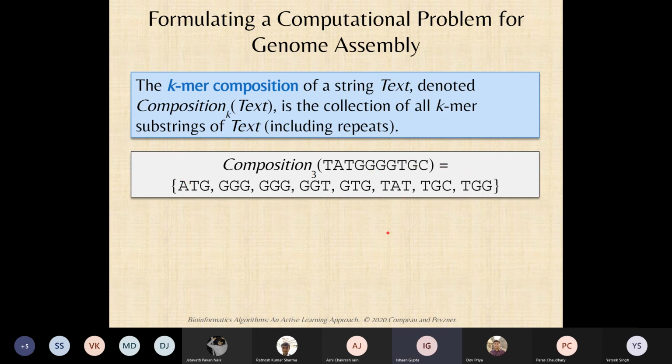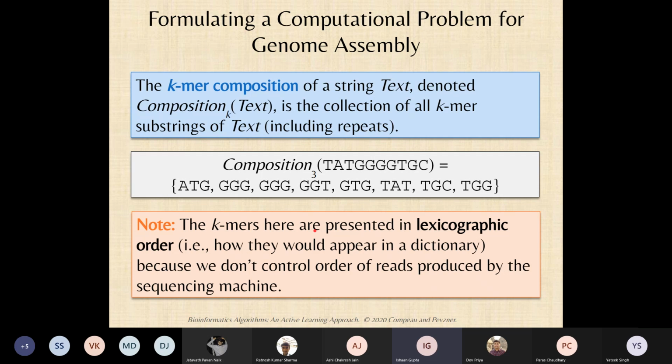Now here you'll notice that I have written the composition in a lexicographic fashion, because I don't know in what order I will be getting the reads. These are just random fragments. So it's safe to assume that we can organize them. One thing that we do know about the reads is that they can be organized in lexicographical order. That's how they will appear in a dictionary. So A comes first, T comes later. You essentially organize the reads like that.